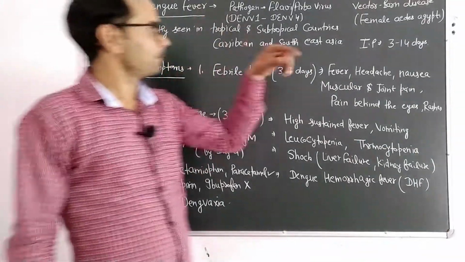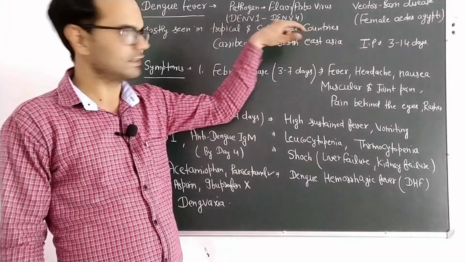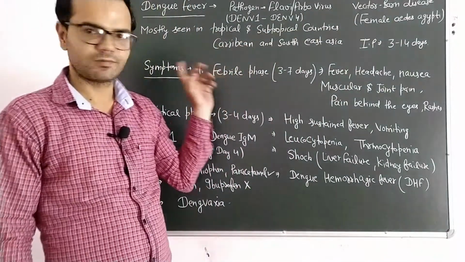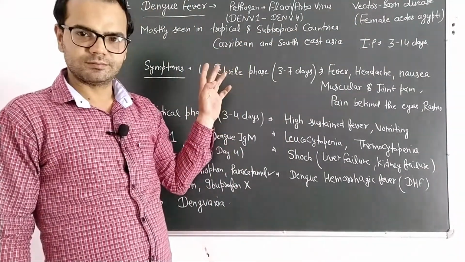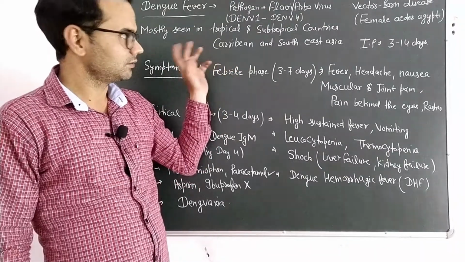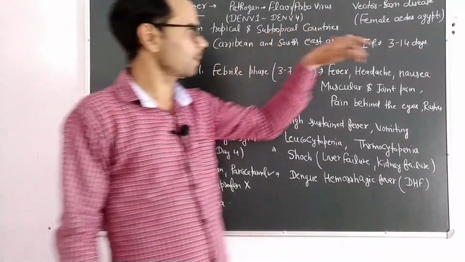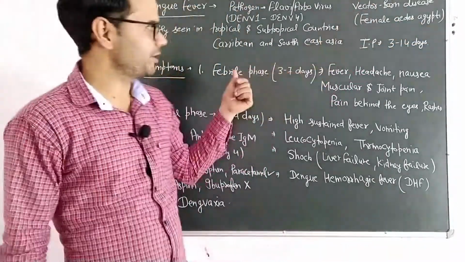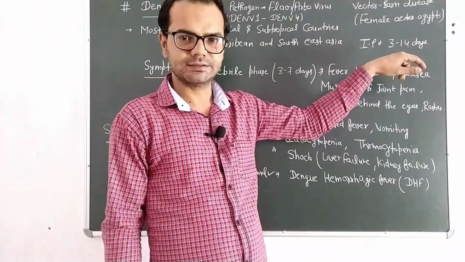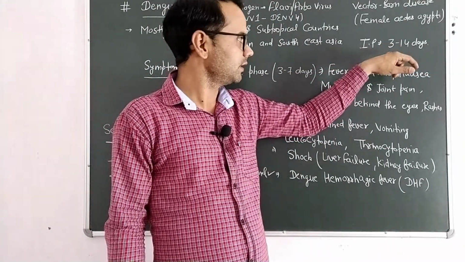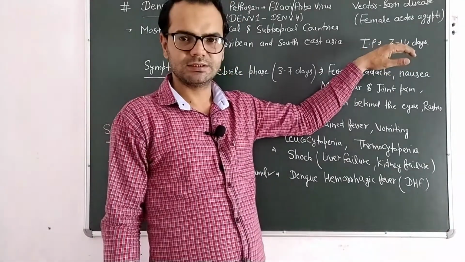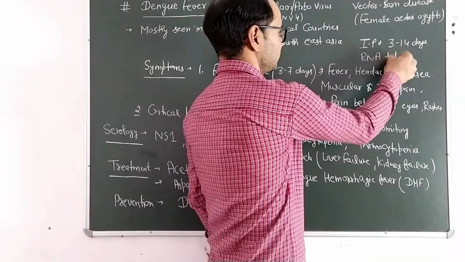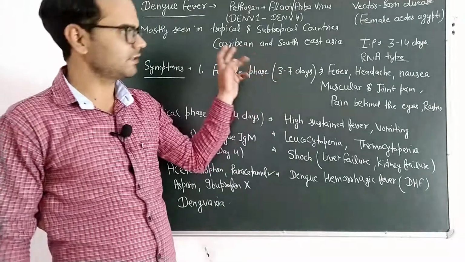So it is caused by flavivirus, but this virus is carried by the female Aedes aegypti. It does not spread from person to person by air or by food. It transfers from one person to another by the female Aedes aegypti mosquito. So its incubation period is 3 to 14 days. From the third day to 14 days it multiplies and replicates. The virus is actually again RNA type.